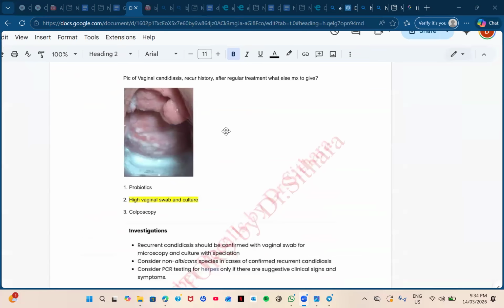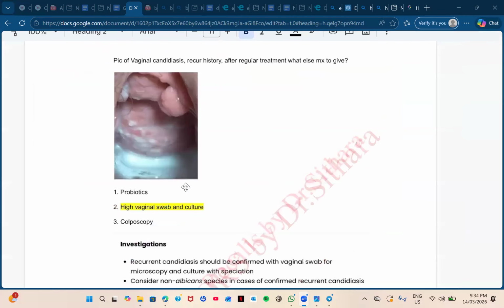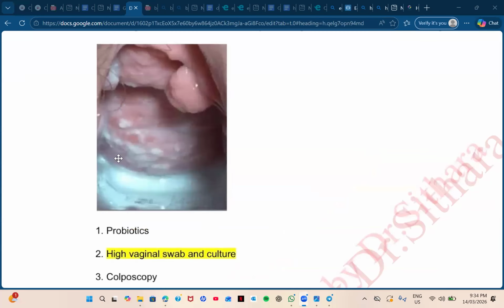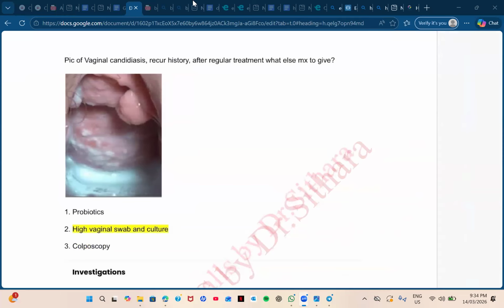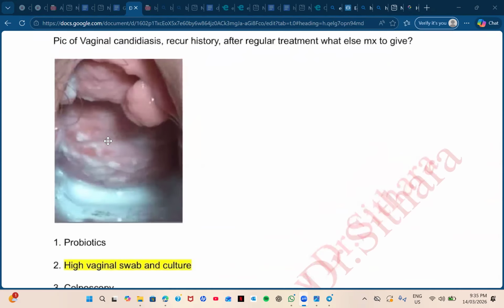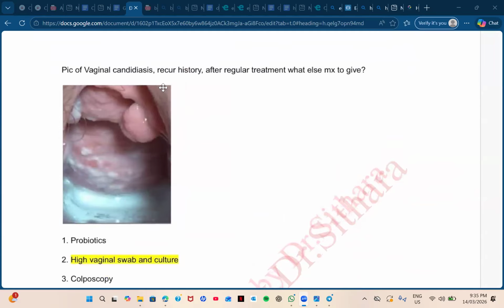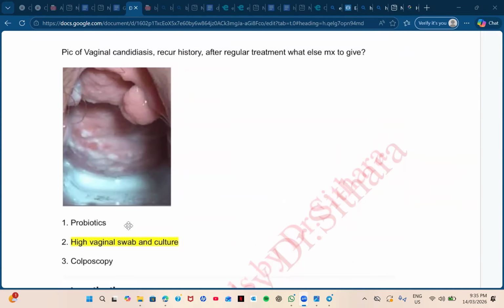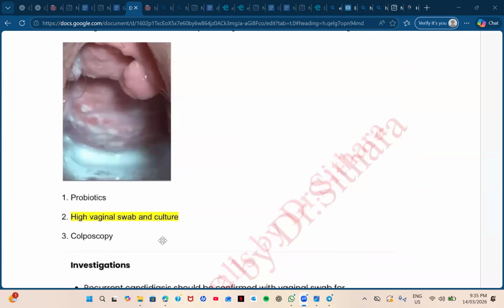Okay, and this is the AMC's favorite picture for vaginal candidiasis. Please remember, I got this exact picture in my exam. This came in October as well. So because of this, please remember this one. This is the November question: picture of vaginal candidiasis, recurrent history after regular treatment. What else management to give? Here we got probiotics, high vaginal swab and culture, colposcopy.